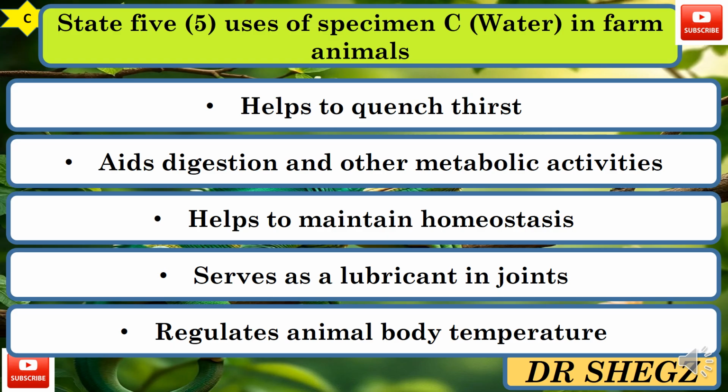5 use of specimen C in farm animals. Please, you have to answer a question like this intelligently. It's not time for you to say it used to wash plates, used to wash pot, and start saying irrelevant things. You have to be scientifically inclined to answer it. Helps to quench thirst, aids digestion and other metabolic activities, to maintain homeostasis. Remember, homeostasis, regulation of the internal environment of the animal's body. Then of course serves as lubricant in joints and regulates the body temperature of the animal.